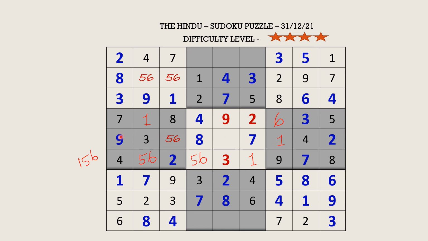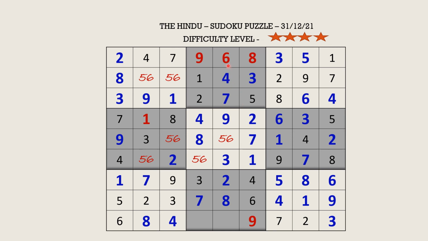Now in this row, there is only one empty cell. So this takes the complementary pair 5, 6. Now in this column, there are 2 empty cells. The missing numbers are 8 and 9. So this cell is blocked by 8. So this cell takes 9 and this cell takes 8. Now in this row, the missing numbers are 6 and 9. 9 blocks this cell. So this cell takes 6 and this cell takes 9.